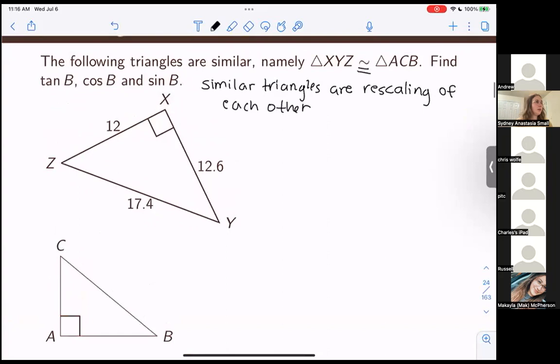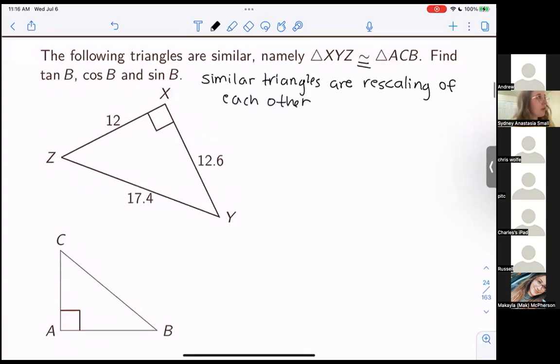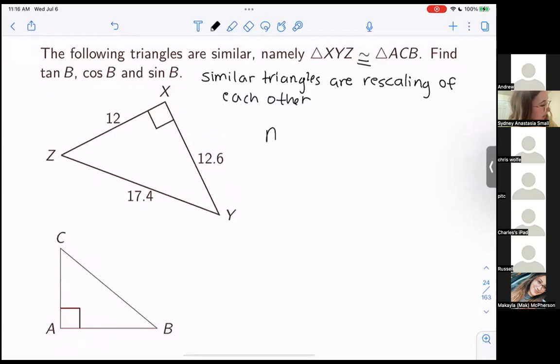So what that means is that obviously angle A is equal to angle X because they're both the right angles. And if you think about if these two triangles were in the same orientation, Z right here would be in the same place as angle B, because if you think about rotating this triangle to where it looked like this one, angle Z would be in the same place as angle B. So that also means that angle B is going to be equal to angle Z, which in turn also gives us that angle C is equal to angle Y.